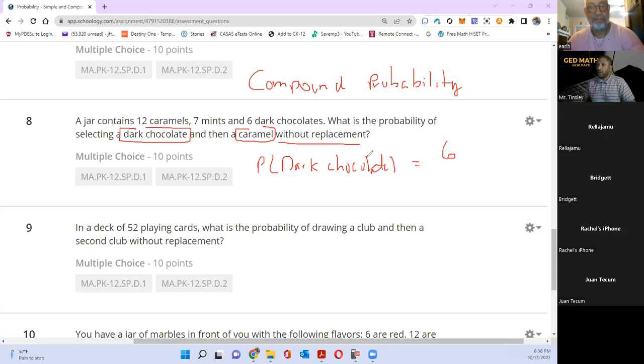6 to 25. 6 is the selected outcomes, because that's what we're looking for. 6 dark chocolates. Where'd you get 25 from? How'd you get that number? Oh, because I added it together with all the other candies, right?